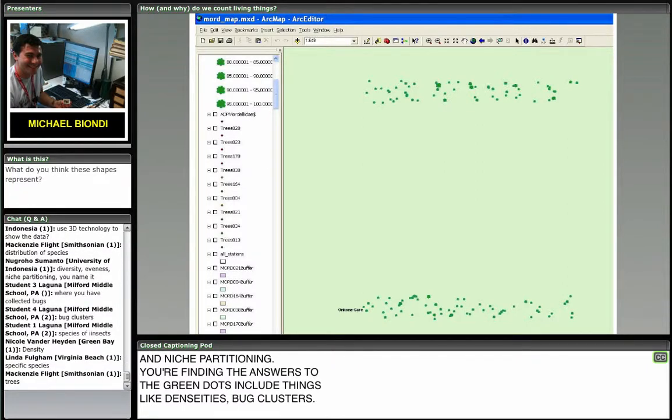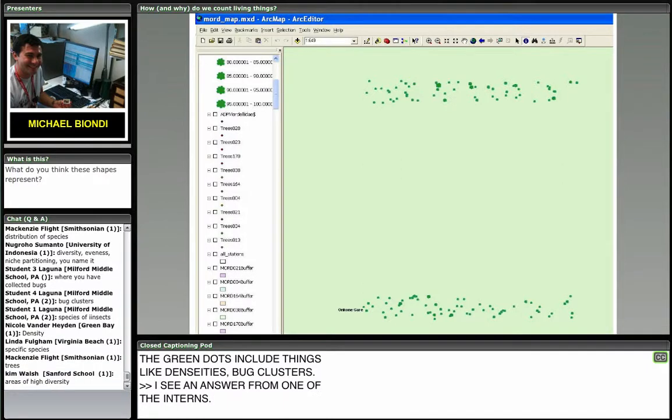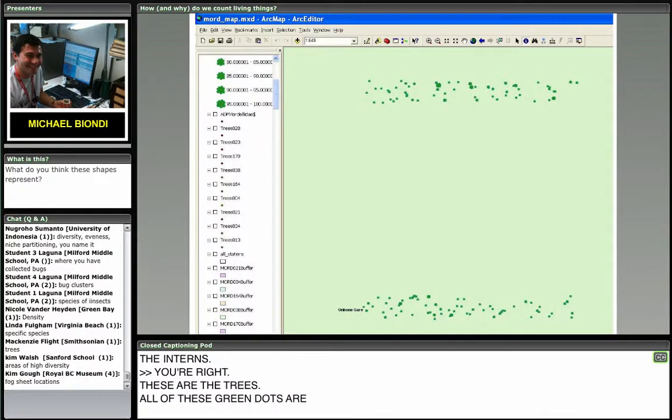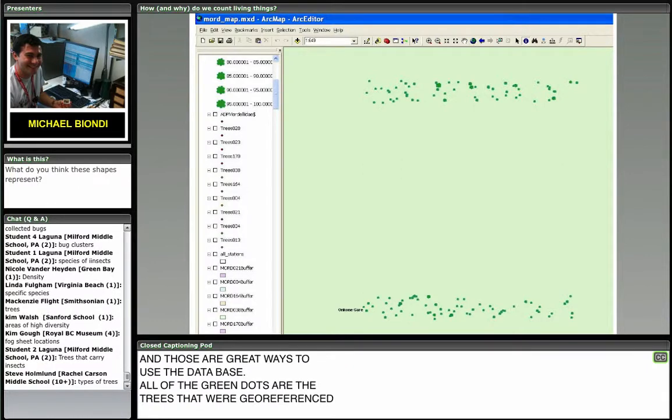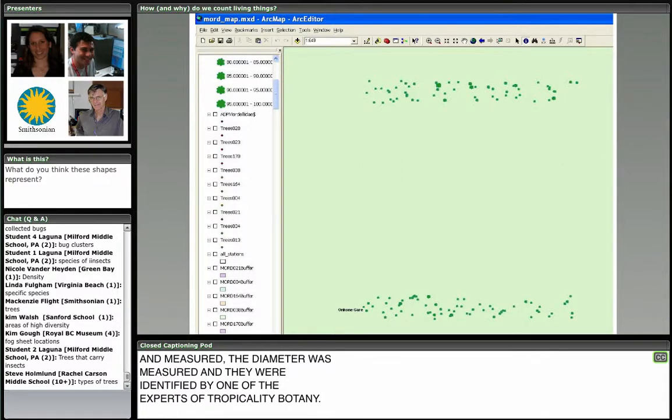That's kind of cheating, but you're right, Mackenzie. These are the trees. All of these green dots are trees, and those are all great ideas of ways that we could use this database. All of these green dots are the trees that were georeferenced and measured. The diameter at breast height, or DBH, was measured, and they were identified by one of the experts of tropical botany, Nigel Pittman of Duke University.